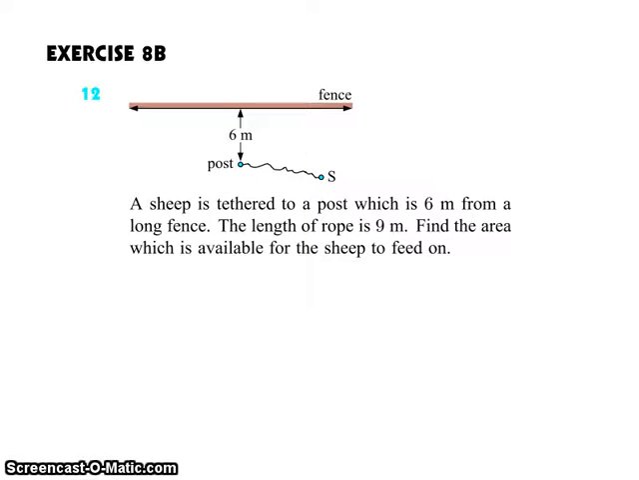In this question, we're dealing with a sheep on a tether attached to a post in the ground. This is near a fence that the sheep can't get across. The post is 6 meters away from the fence, and the tether is 9 meters long. 6 meters and 9 meters. I want to find the area which is available for the sheep to feed on.